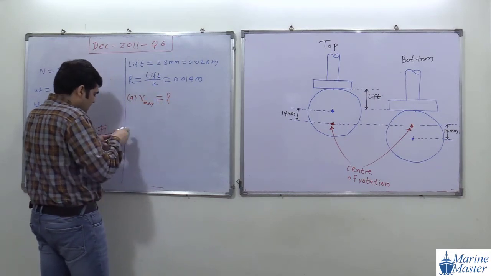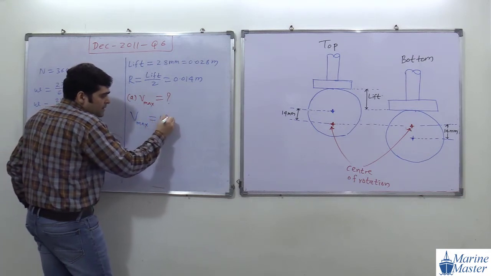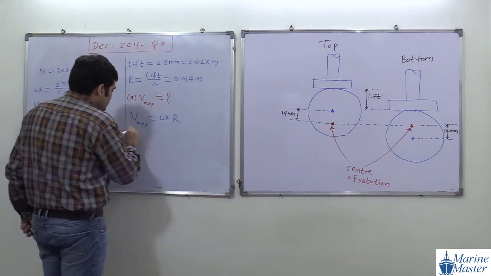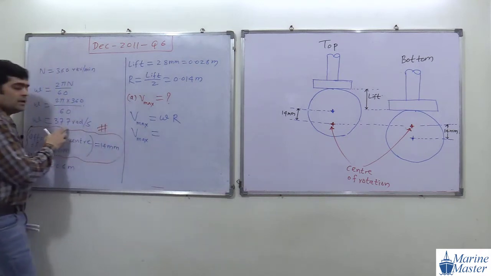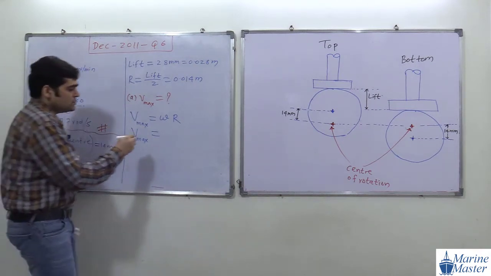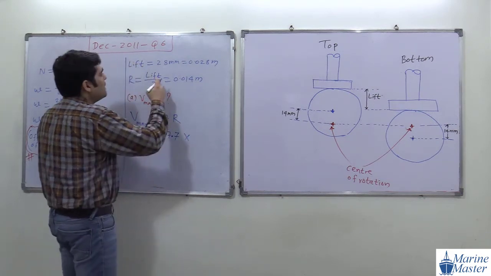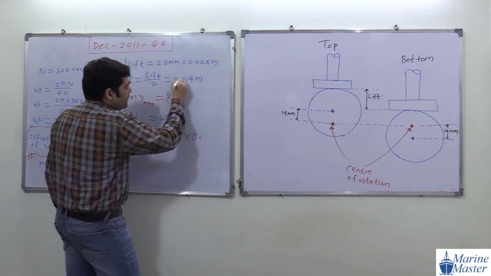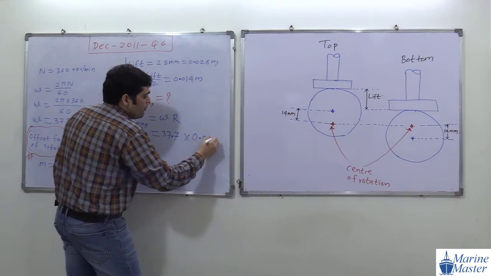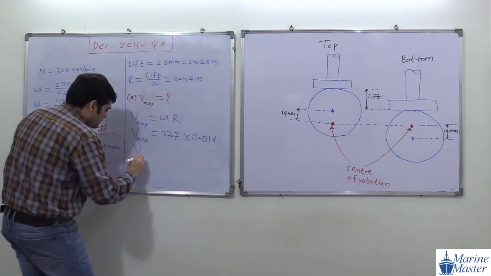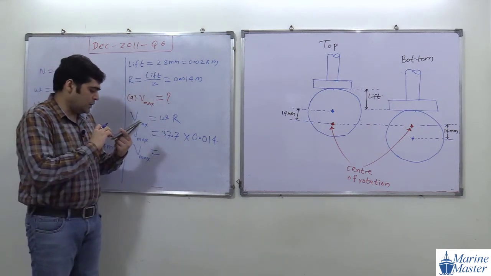So what is the relation for maximum velocity? V max will be equal to omega into R. And what is the value of omega? We just now calculated 37.7 here. So 37.7 into R, and the value of R is 0.014. So what will be the V max? Please everyone do the calculation and tell me the value of V max.